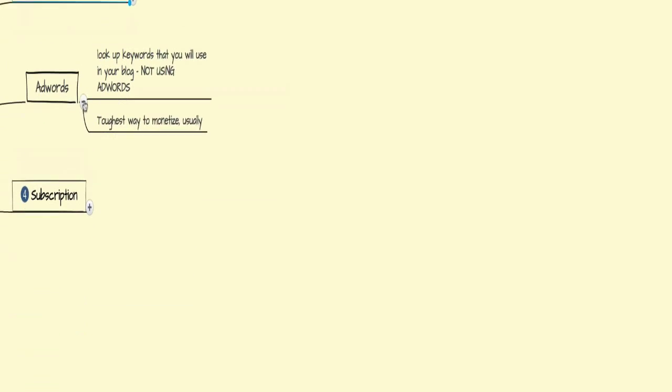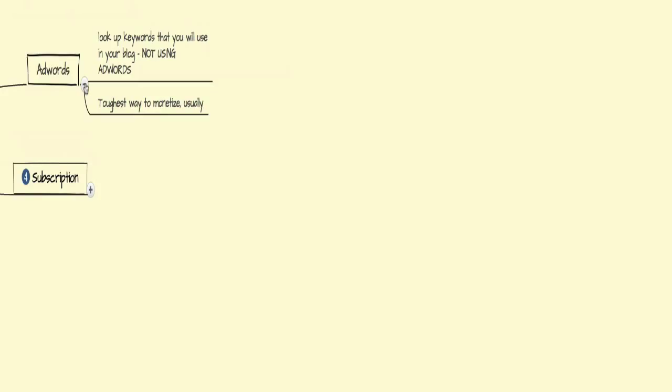As far as AdWords goes, I am not going to be using AdWords, so I did not really expand on this part of the mind map. So if you're using AdWords, I can direct you somewhere else. We're not really focusing on AdWords, but it is a way to monetize your website.